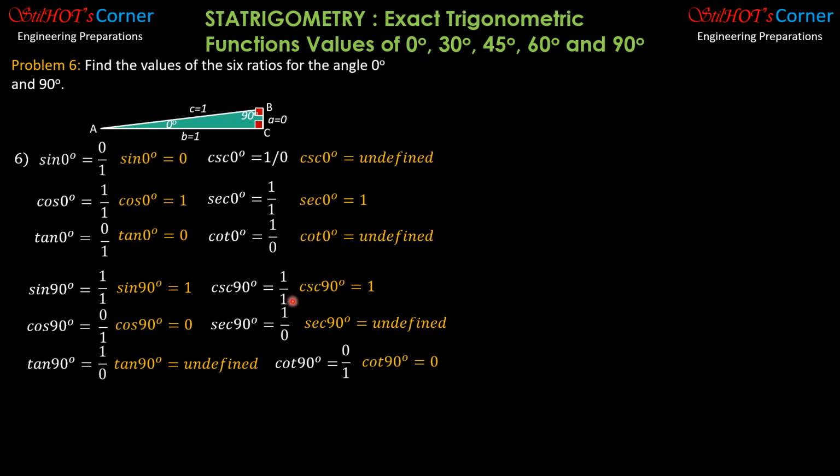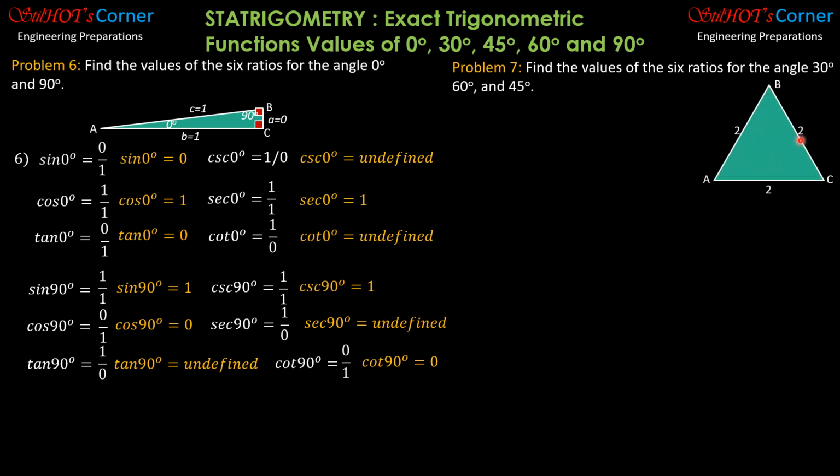We then have 30 degrees and 60 degrees. And to do that, we consider an equilateral or equiangular triangle, and the sides would be chosen to be 2 for direct determination of these 6 ratios. You can have it 1, but this is the convenient side length of the equilateral triangle.